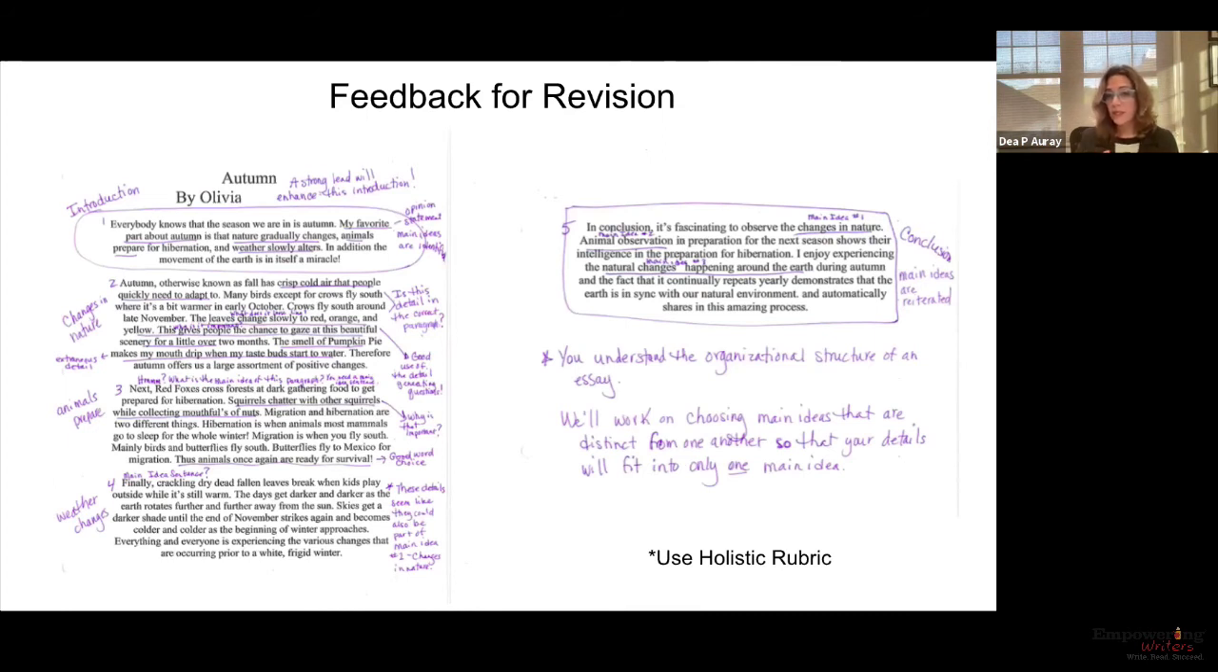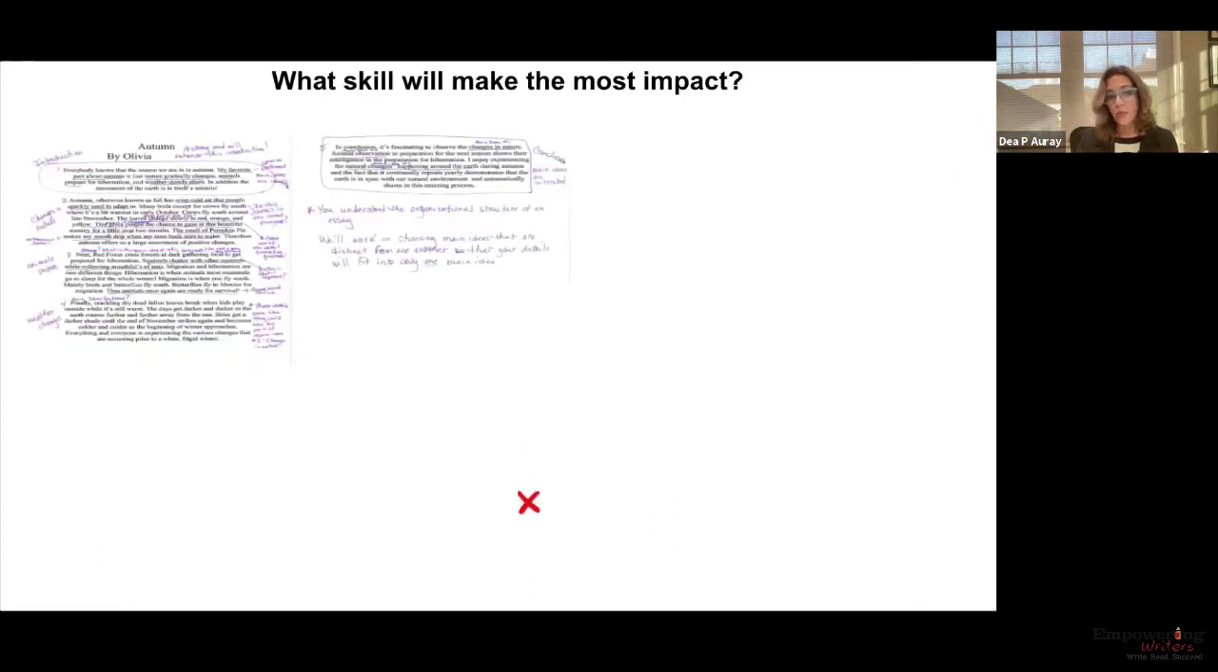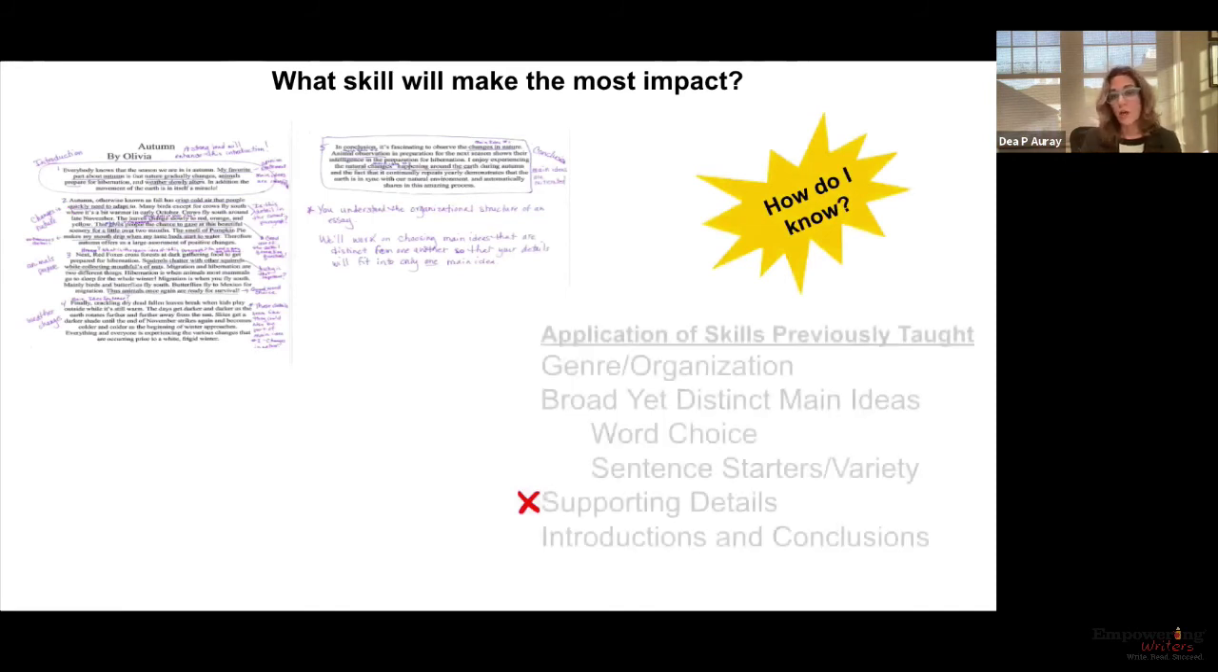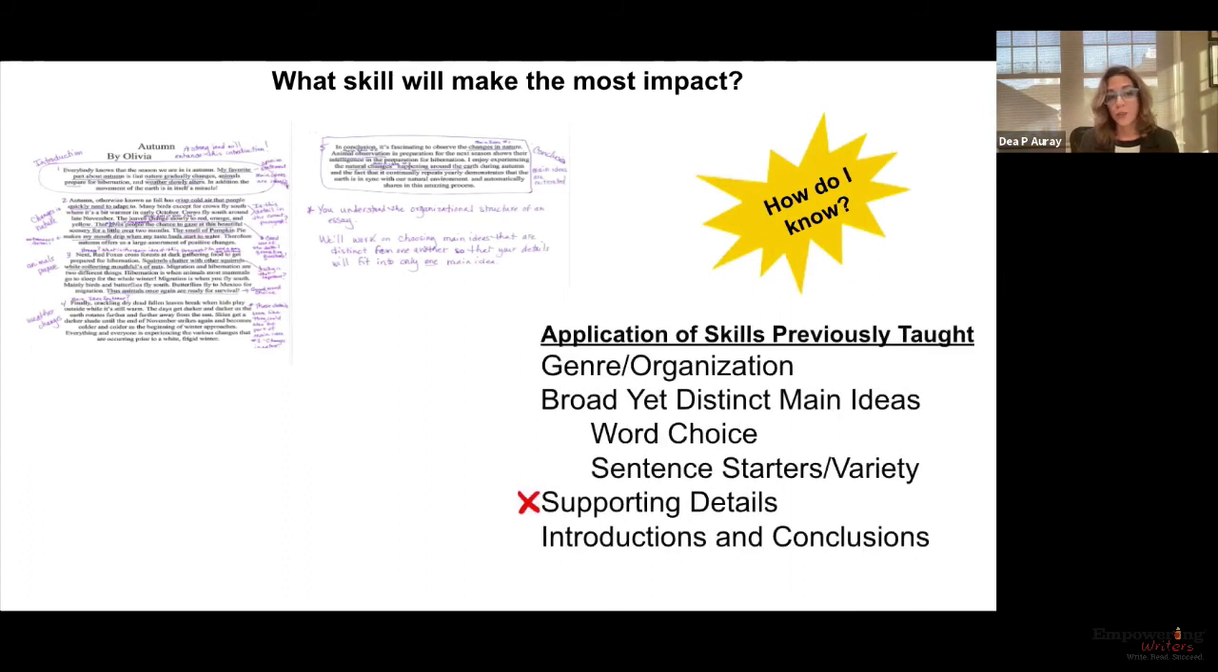And again, what we think the biggest difference here would be really to work on the ability to say, how do I write better main idea sentences so they're broad yet distinct? So when we establish what the weakness is, and we go back, and again, we're going to reveal to you how we knew that when we looked at this particular piece, we could check off certain things that she had done really well. Supporting details were a little off, and that directly relates to broad yet distinct main ideas.